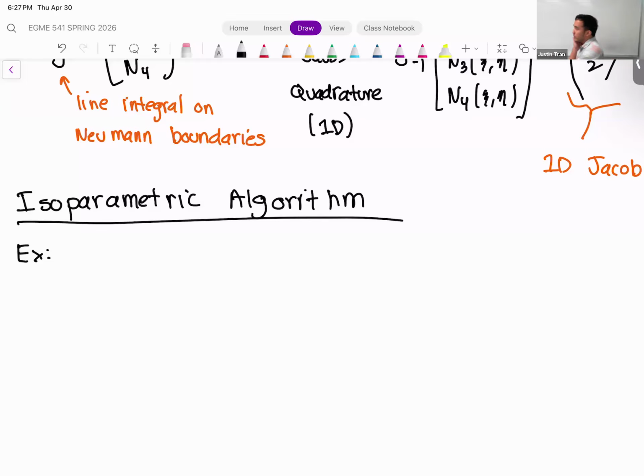To help illustrate this, we are going to do an example. This is not the example I was talking about, but it's just something to help illustrate this.